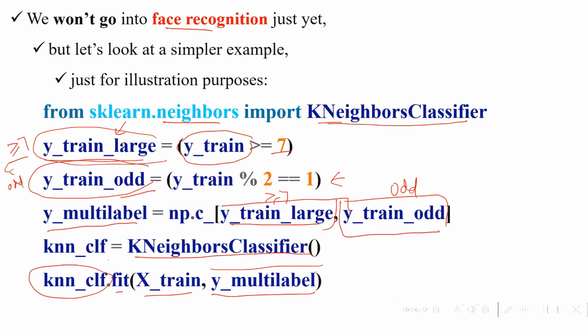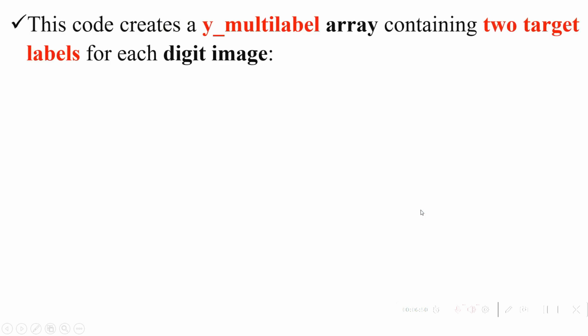That multilabel contains two class labels. One is greater than or equal to 7, and the other is odd number, whether the given number is odd or not. Okay. Now this code creates a y_multilabel array containing the two target labels for each digit.